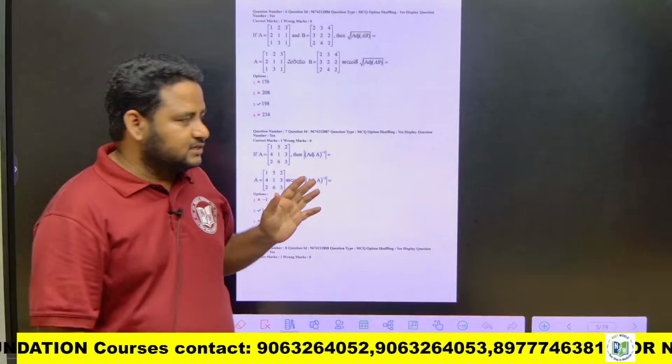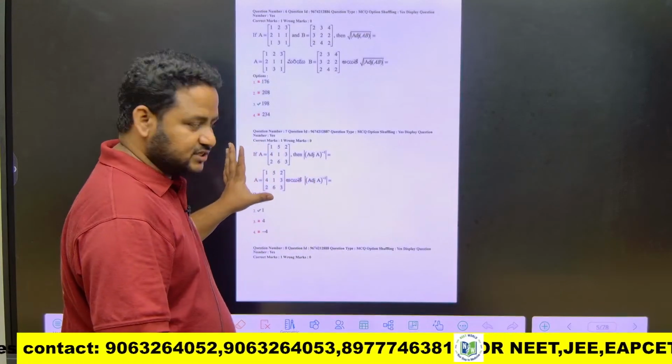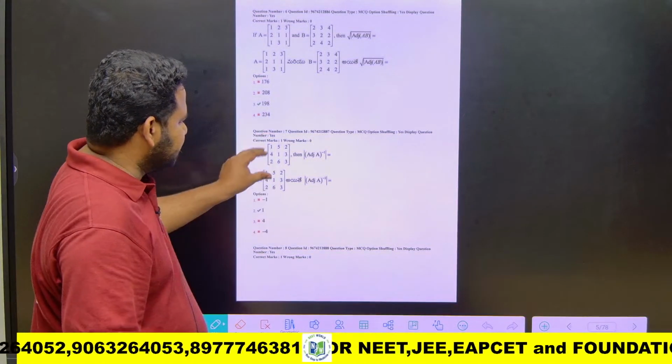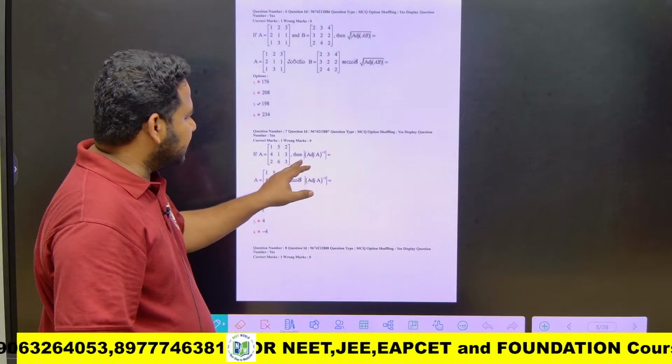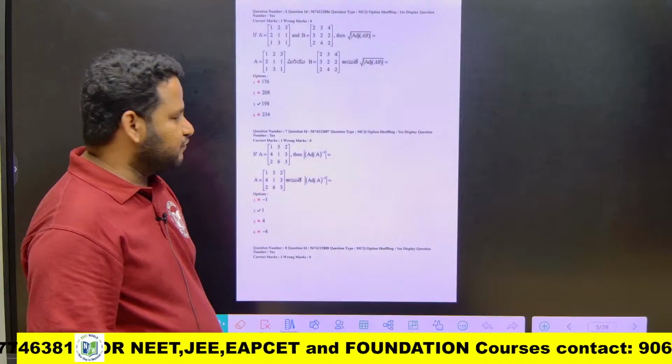If you have a look at it, what is the question number that they have given? That is question number 7. Let's start with this question. If matrix A is equal to the given matrix, then they are asking us to find the determinant of adjoint of A inverse.